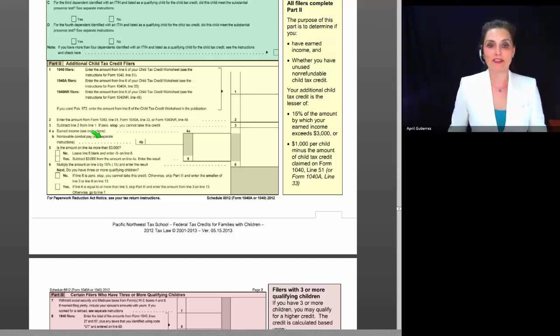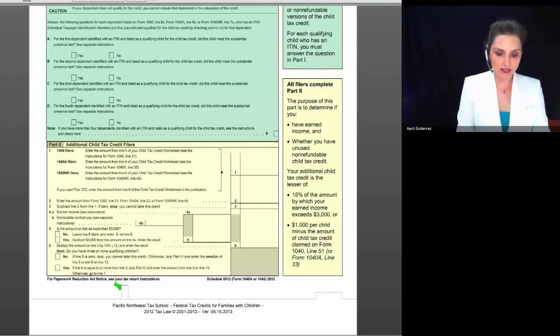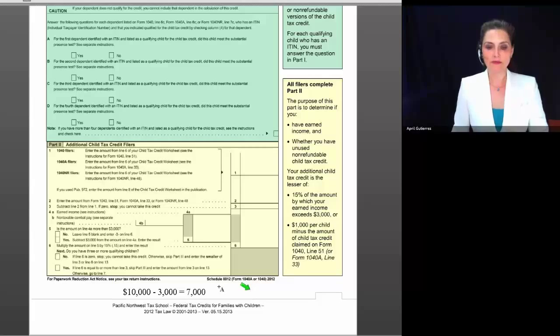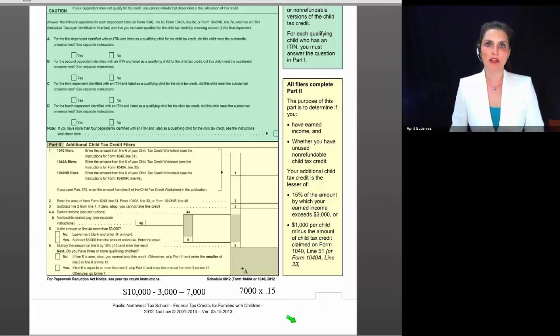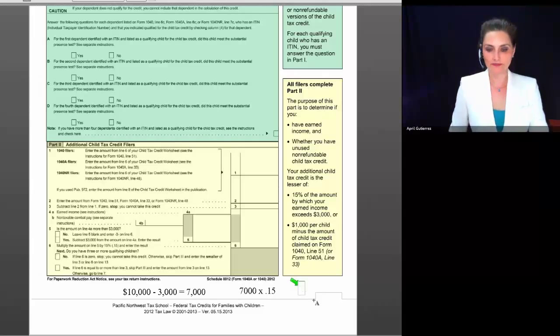And just as a loose formula here, I can tell you that the formula for calculating the additional child tax credit is you take your earned income, and let's just suppose in this case it's $10,000, and from that you subtract $3,000, and that gives you a number. And in this case, it's obviously going to be $7,000. The next step in the formula is to multiply the difference between $3,000 and what you made by 15%. So if we take $7,000 and multiply that by 15%, we're going to get the amount of additional child tax credit we could potentially qualify for. Now, we can never qualify for more than the difference between these. So if I take $7,000 and multiply it by 15%, I get $1,050.